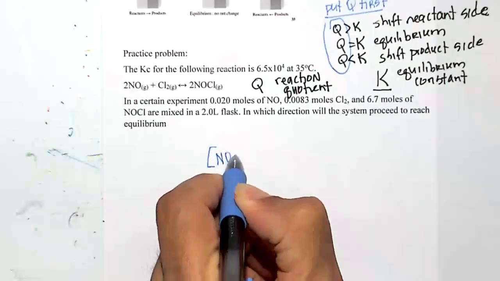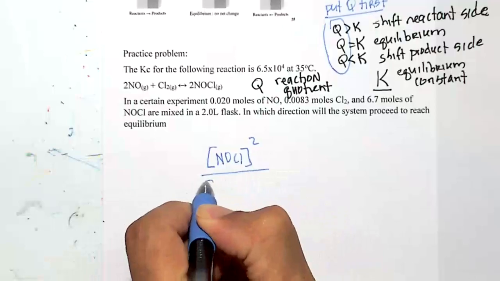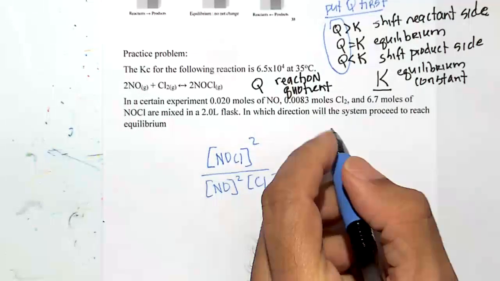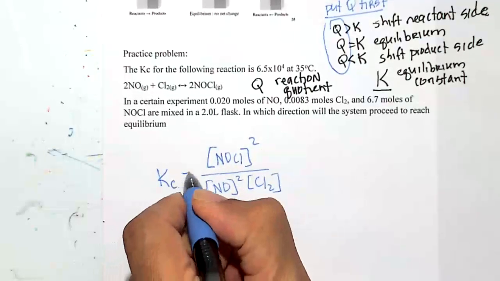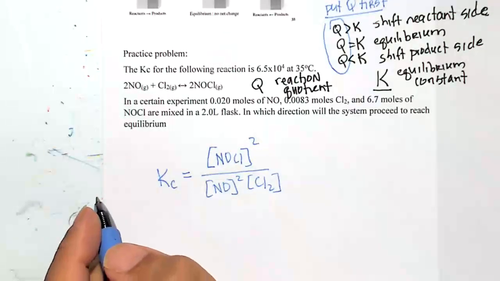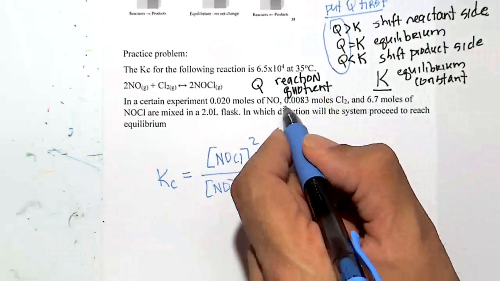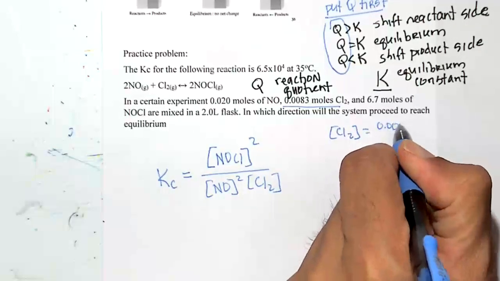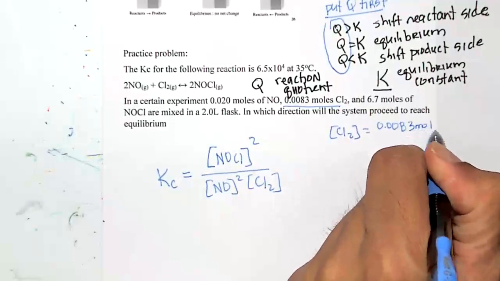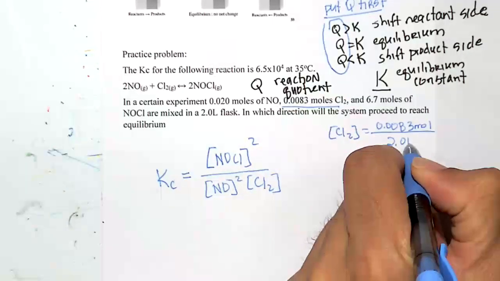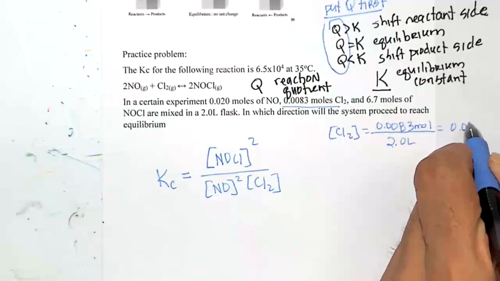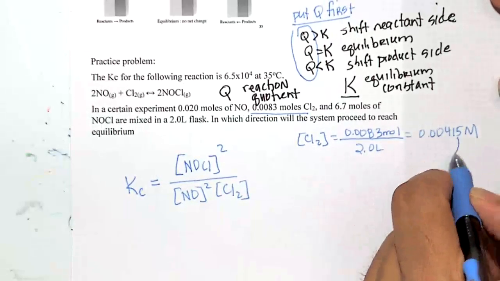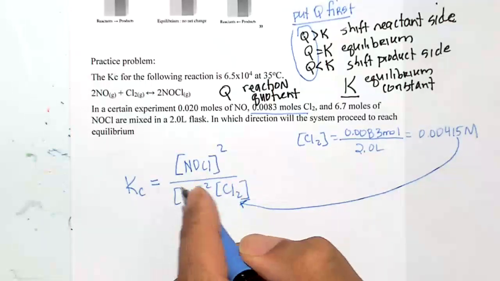We want to put concentrations. Okay, concentrations go into the equilibrium expression, not moles. Okay, so what's the concentration of Cl2? We take that 0.0083 and divide it by 2 liters, okay, which is 0.00415 big M. Okay, so it is this that goes in here.